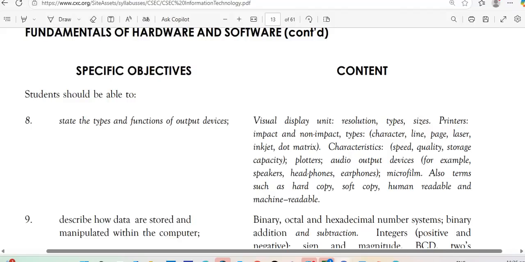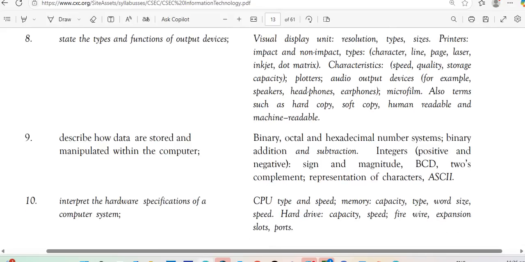Describe how data are stored and manipulated within the computer. How data are stored and manipulated within a computer refers to the ways in which computers represent, process, and manage information. So, if they ask you to describe how data are stored and manipulated within the computer, these are the ways that you are going to write. I can't look at all of them because of time constraints, but let's look at a few of them.